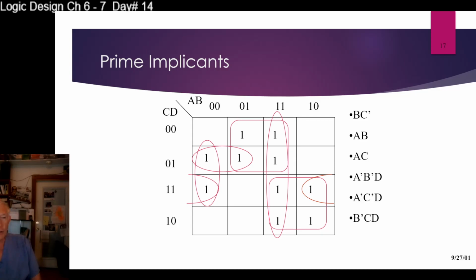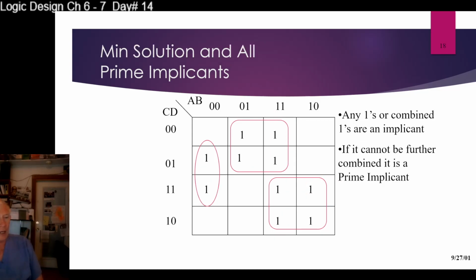So it's non-essential. But when you want to pick the best solution, that's what you get. So clearly this group of 2 over here on the left column is the best choice, but it's not essential because you can cover those ones other ways. But the 2 groups of 4, there are ones in those groups that are not covered by any other groups.